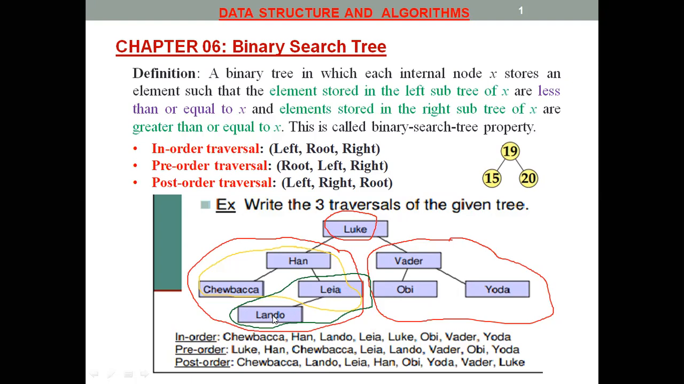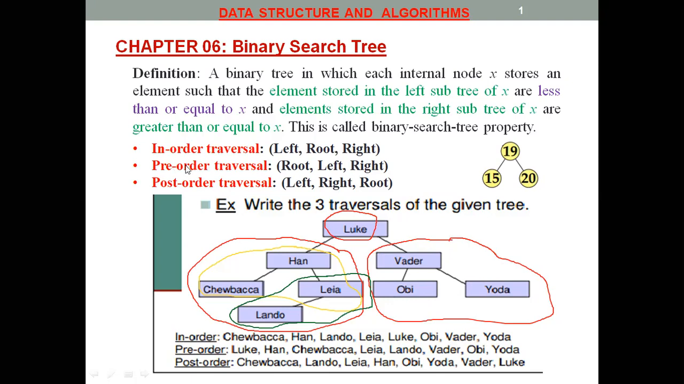Okay, so liya has a right and a left here. So you must write the lando first. Lando is the left, and root is liya. If you have something in here, you have to write this also, because it is left, root, and right. Okay, so now this part is finished. The left is finished, all the left are finished, so you must write the root here. The root is look. Then after that, we are going to solve the right part here. The right part has only three parts, no problem. So left, root, right. The left is obai, root is bara, and yoda is the right side. So here, in-order is finished.